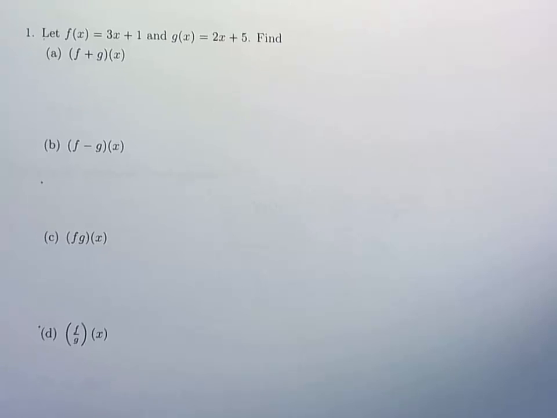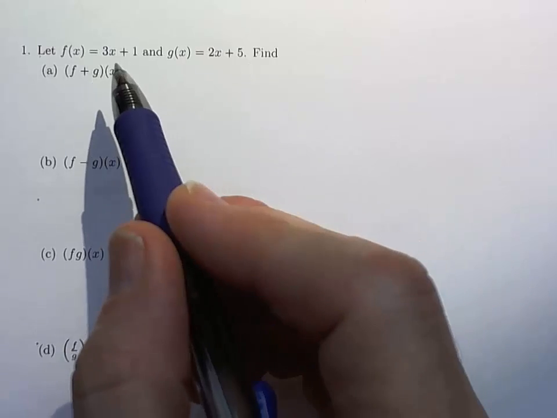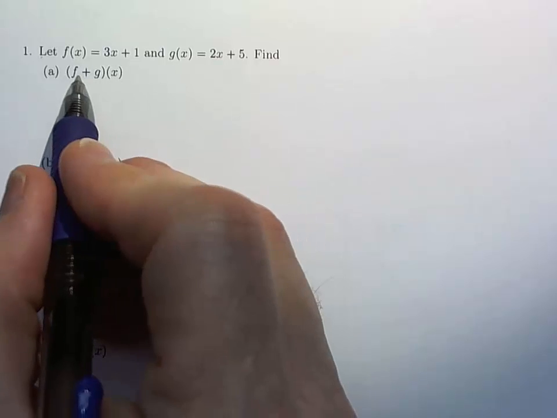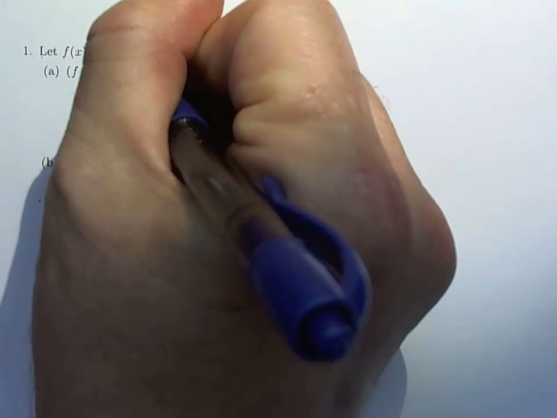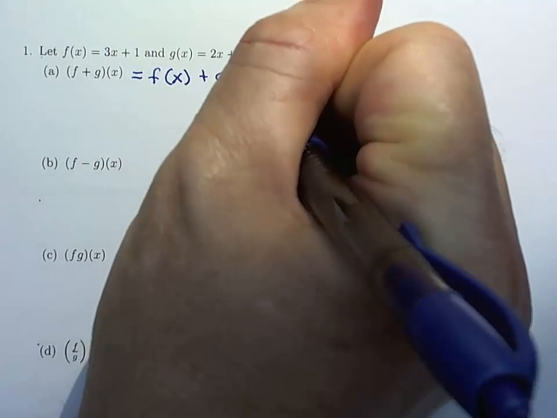Okay, let me start going through some of these. Really, what we're doing here is learning some notation. In other words, what we're doing is learning what this means. f plus g of x. And that's just another way of writing f of x plus g of x.